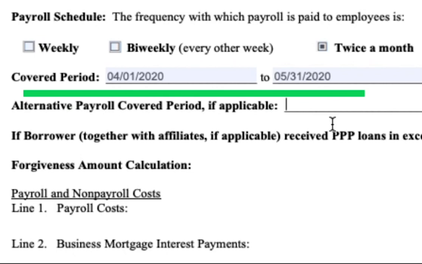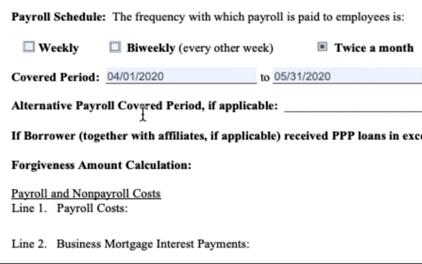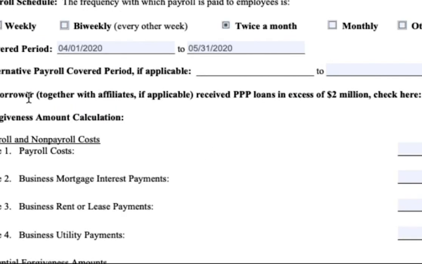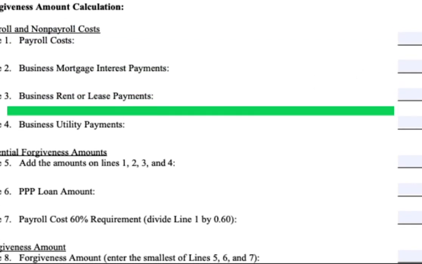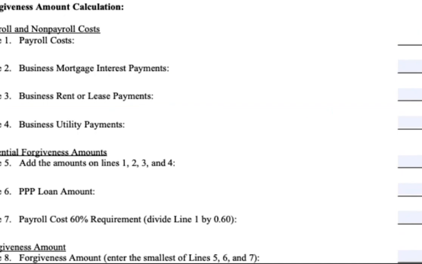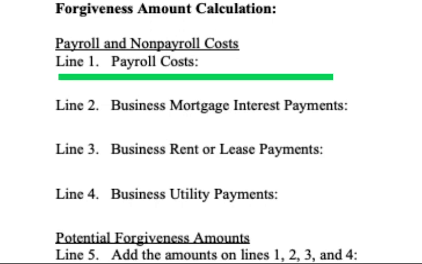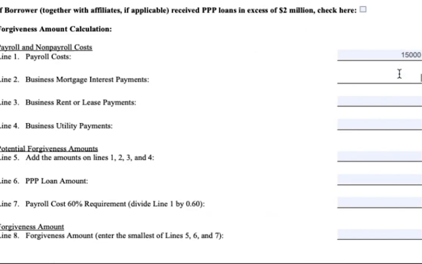Your covered period is 10 weeks, okay? If yourself and other affiliates received more than $2 million in PPP loans, you want to check here. This is for individuals that have more than one business and receive multiple PPP loans. Payroll and non-payroll costs. In that 10 weeks time period, the PPP loan amount was 2.5 months of your payroll. So we say it's 10 weeks.